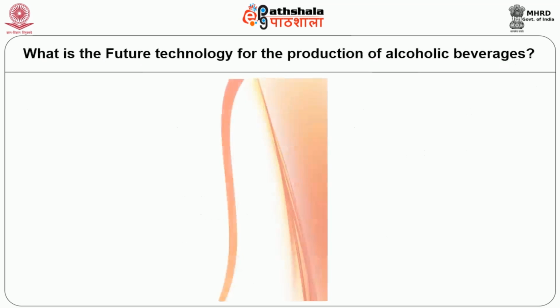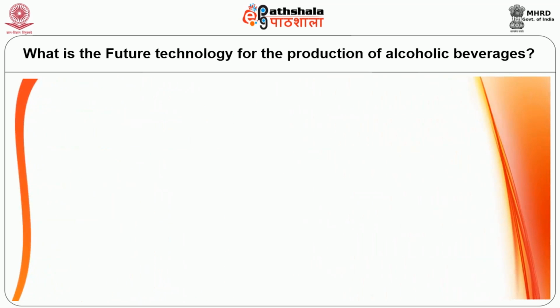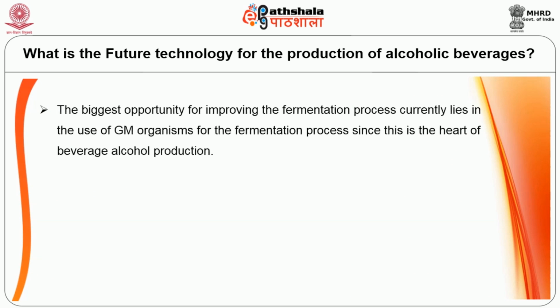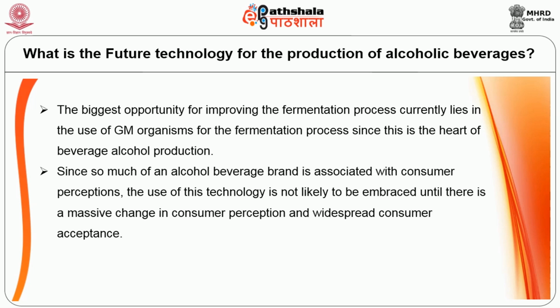What is the future technology for the production of alcoholic beverages? The biggest opportunity for improving the fermentation process currently lies in the use of GM organisms for the fermentation process, since this is the heart of beverage alcohol production. However, since so much of an alcohol beverage brand is associated with consumer perceptions, the use of this technology is not likely to be embraced until there is a massive change in consumer perception and widespread consumer acceptance.